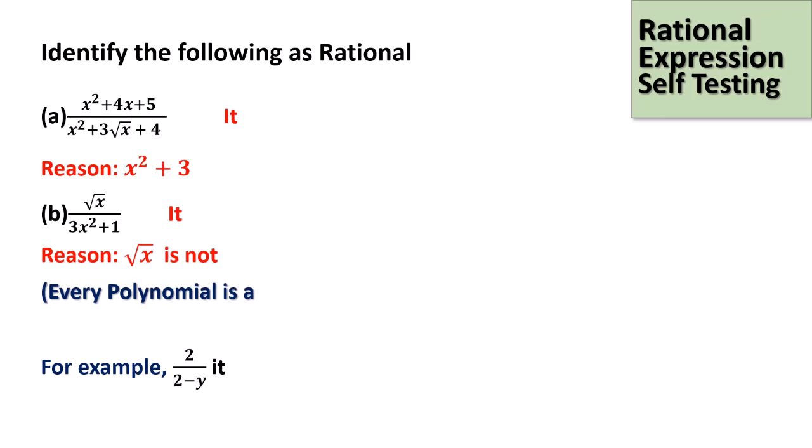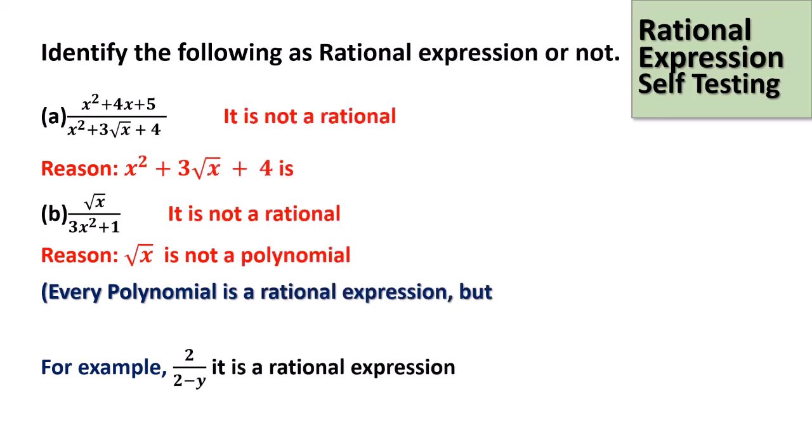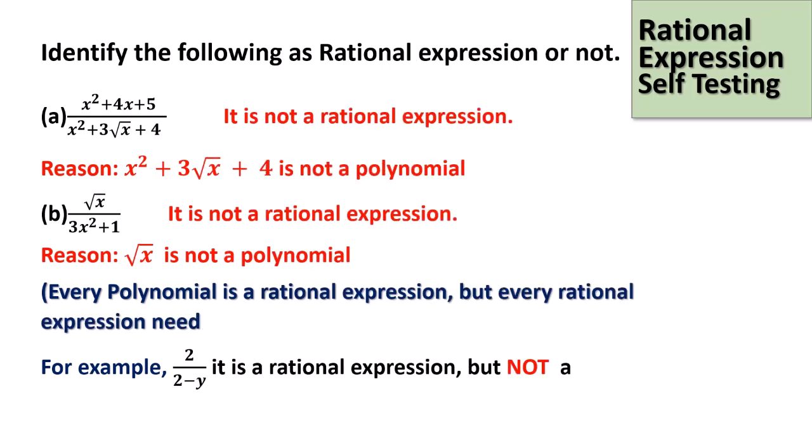Okay, now let's move towards rational expression self-testing. Identify the following as rational expression or not. Part A, x squared plus 4x plus 5 divided by x squared plus 3 under root x plus 4. It is not a rational expression. The reason is x squared plus 3 under root x plus 4 is not a polynomial.